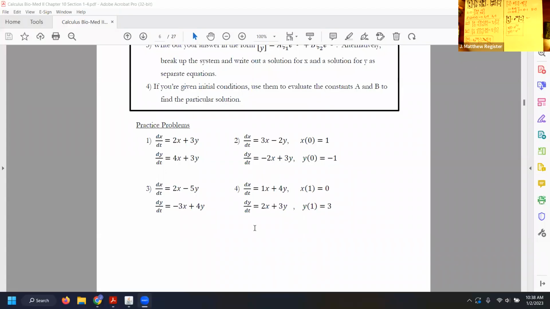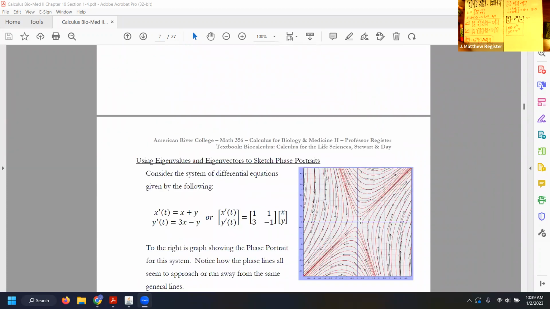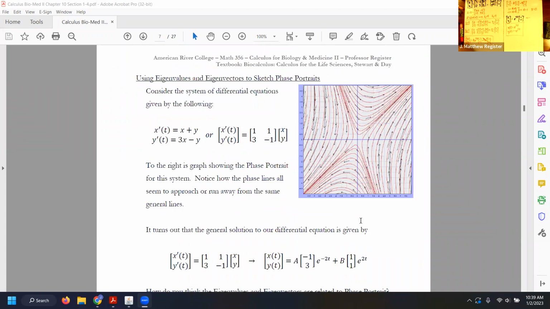The remaining two problems here are fairly similar. Number 4 is actually a lot more difficult because I made it x of 1 and y of 1. That definitely makes things a little bit trickier, but it's just a lot of algebra and a little bit more computationally difficult. Instead, we're going to be doing these problems again very shortly, but before we do, I want to show you what the graphs of these look like. And so we can use the eigenvalues and the eigenvectors to sketch the phase portraits.